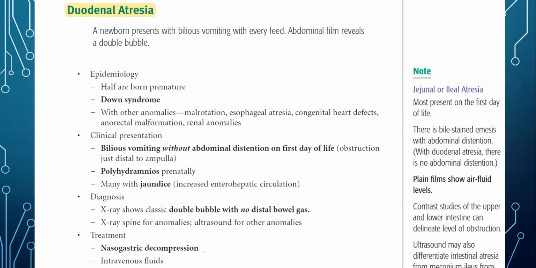Gastroesophageal reflux, just reflux? No, we don't need to refer to a pediatrician for that. If it is reflux disease, then you can.